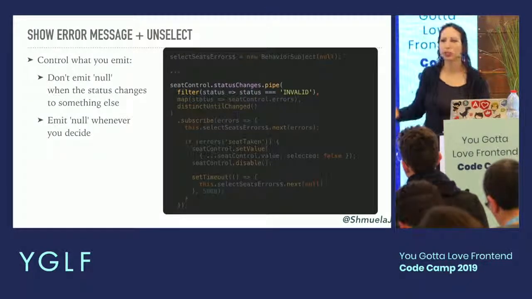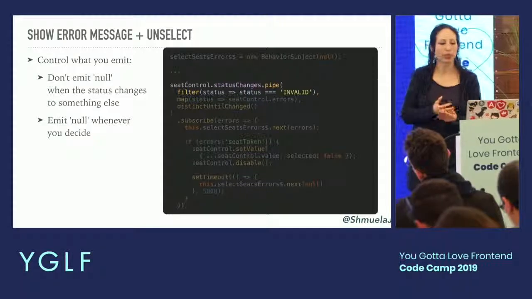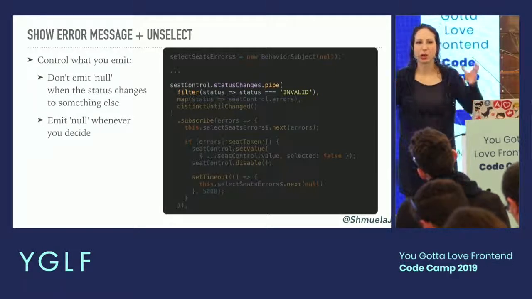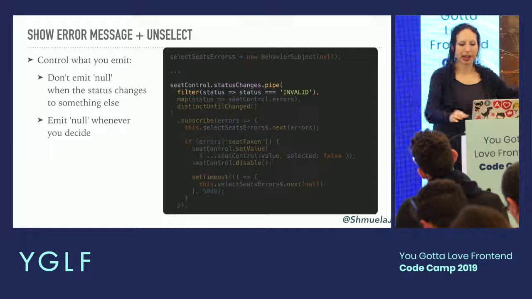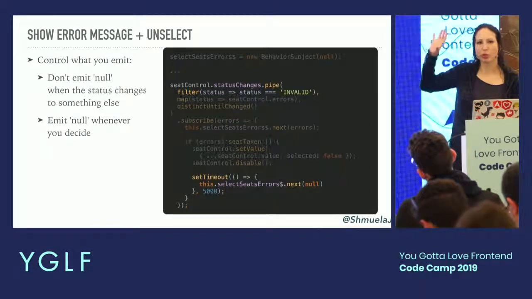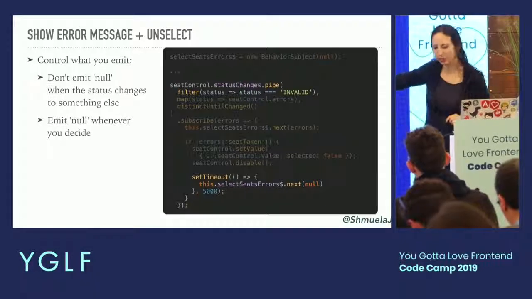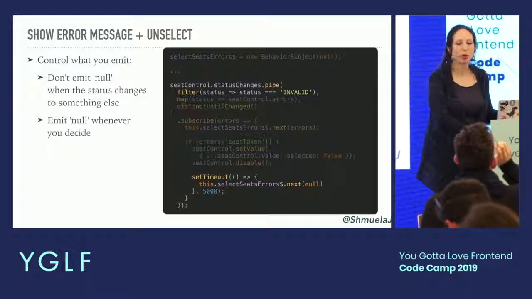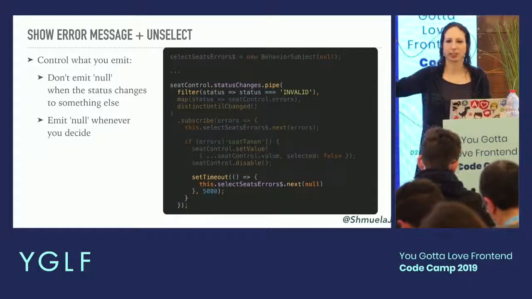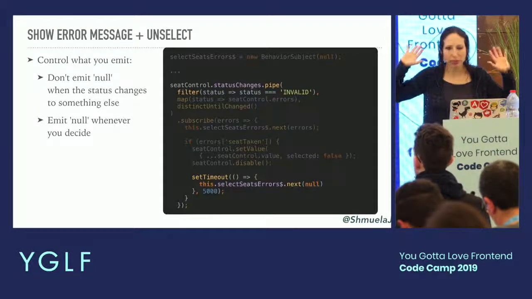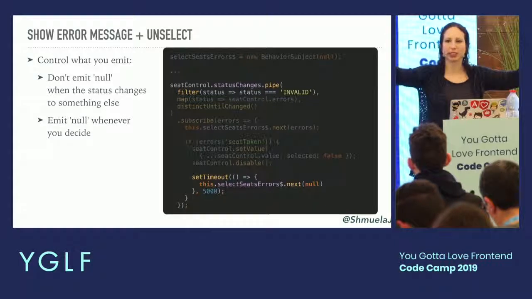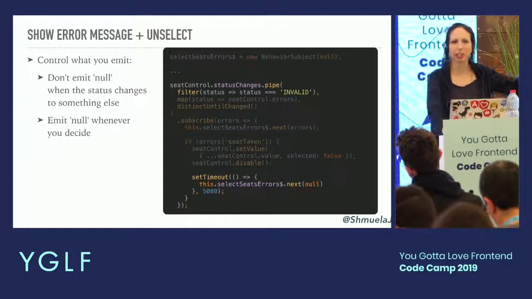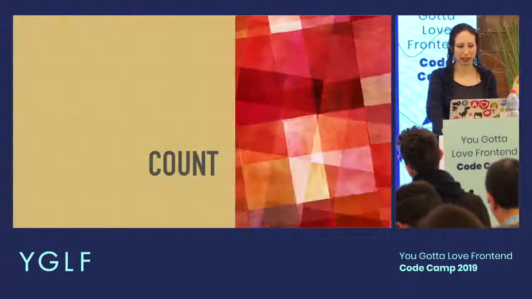First of all, we want to see only if the status is invalid. Don't do anything if it's valid. Only if it's invalid, I'm telling it to show the error message for 5 seconds, and then I'm passing the null by myself. So whether the user has unselected or whatever happened there, for 5 seconds we show the error message and then it disappears. So I'm in charge of when the error message is displayed.